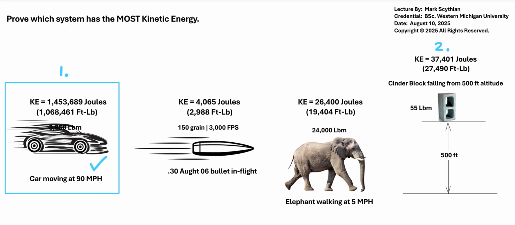So we have proven that the car moving at 90 miles per hour with a mass of 3,950 pounds has the most kinetic energy, followed by the cinder block falling from 500 feet altitude with a weight of 55 pounds. And then next, the elephant walking at 5 miles per hour with a weight of 24,000 pounds. And then lastly, the 150 grain bullet traveling at 3,000 feet per second.